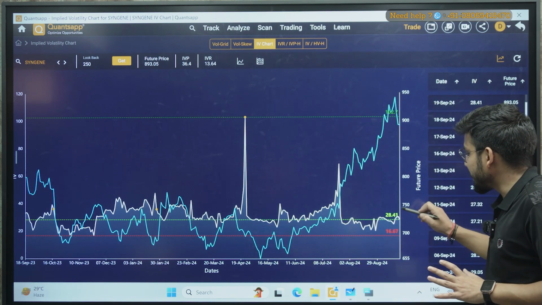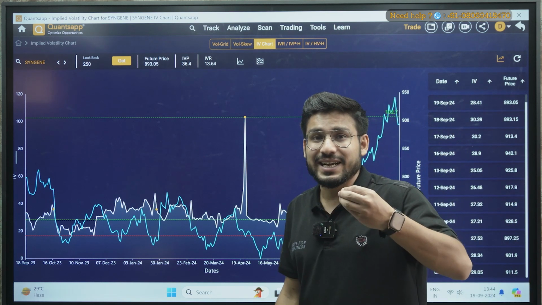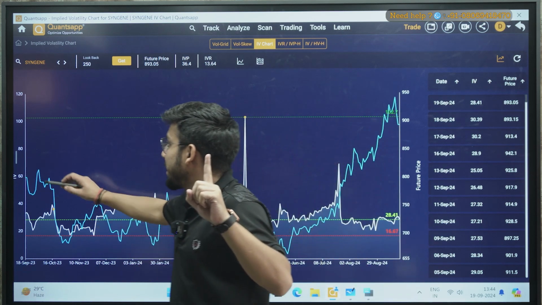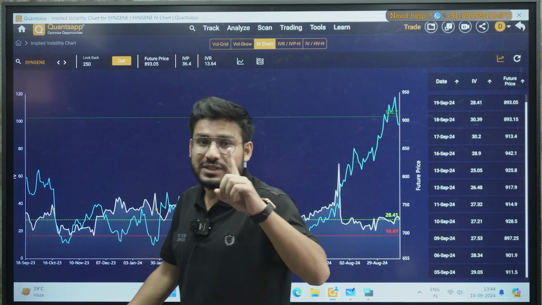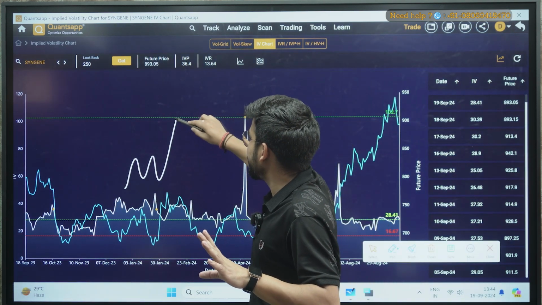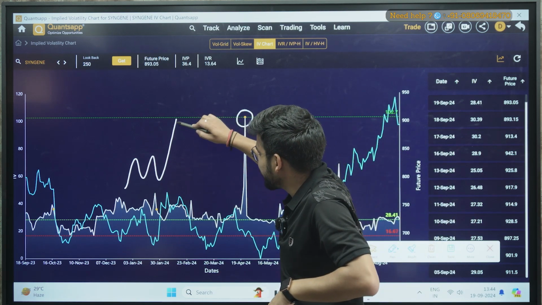Okay, now I can say right now it was 28.41. What does it indicate? First of all, I'll tell you one thing: your IV is always mean reverting. It means whenever your IV goes in the upward direction, it will always revert back, it will always come down.